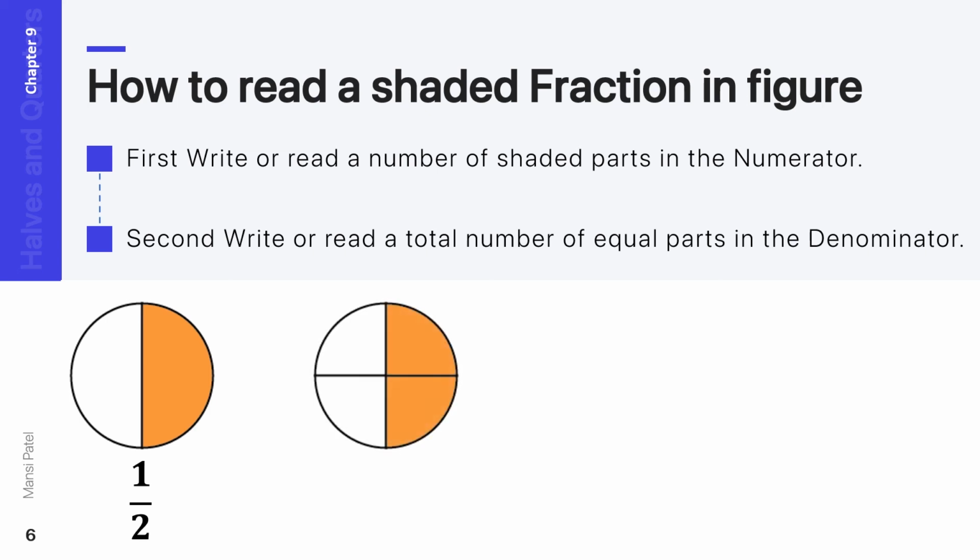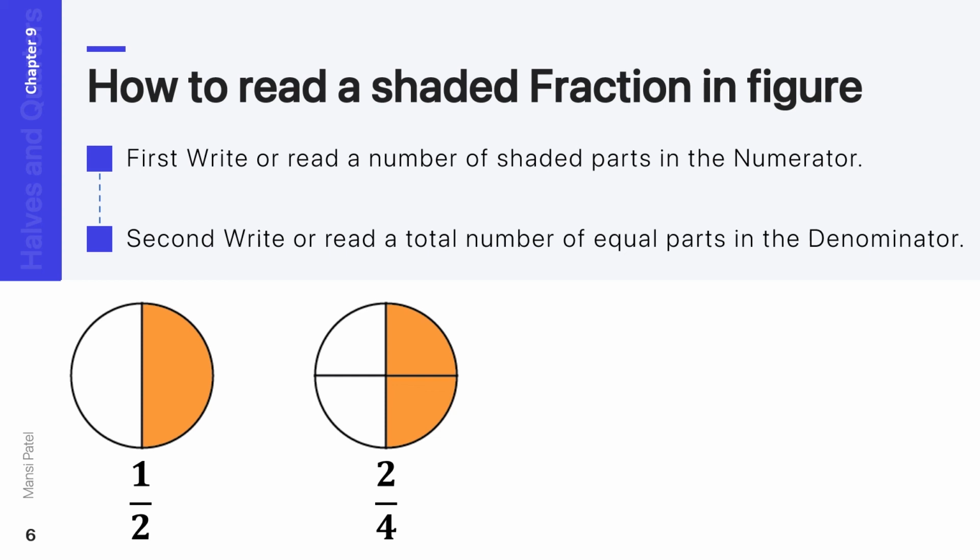See the other one. Now you can see in this circle, in how many parts have we done the shading? In two parts. So we have to write down 2 in the numerator. And how many equal parts does this circle have? There are 4 equal parts in this circle. So we have to write down 4 in the denominator. So what is the answer for this figure? The answer for this figure is 2/4, or we can say two quarters.